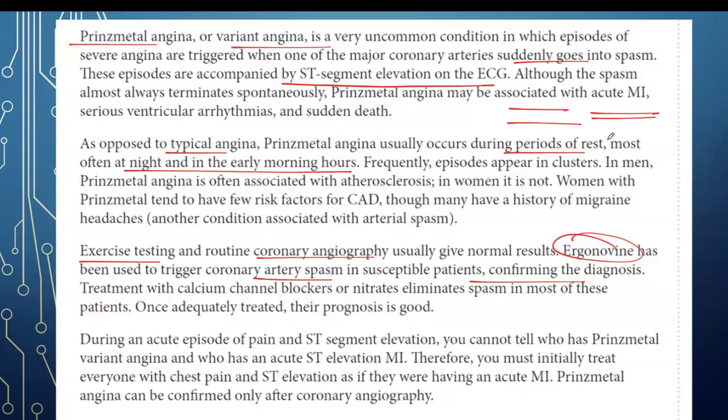Because it is caused by coronary spasm, you can give something which can dilate the coronary artery. So what are dilators? Calcium channel blockers. So a calcium channel blocker or nitrate will be the treatment of choice in this patient. Does it make sense?